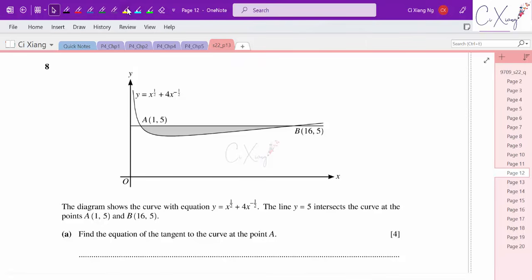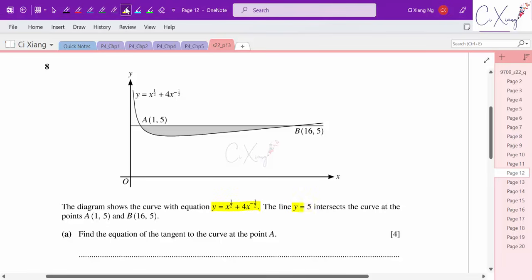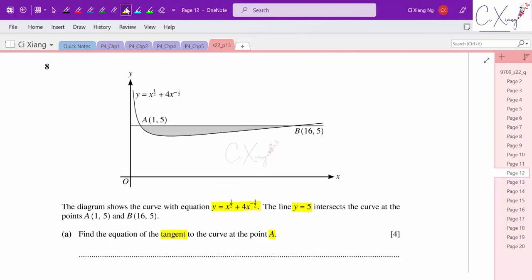Okay, so we come to question number 8. They give us a diagram showing the curve with this equation, and the line y equals 5 intersects the curve at two points, A and B, as you can see from the diagram. For the first question, they want us to find the equation of the tangent to the curve at the point A.